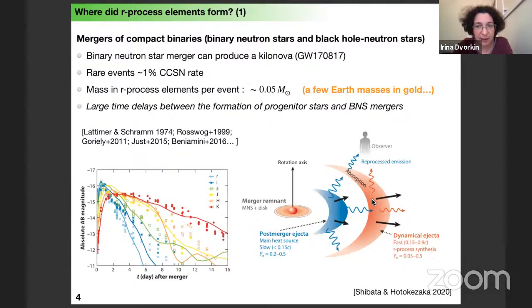And this is exactly what we see here. This is a model for light curves across different spectra, and as a function of time after the merger. So you would expect that of course the light curve decreases and becomes redder and redder as the ejecta expands.